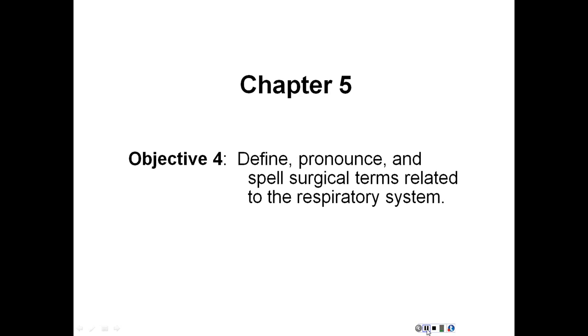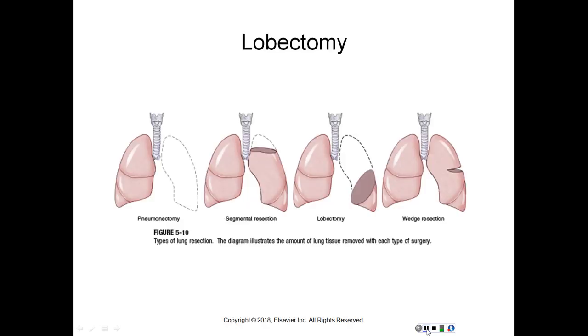And so then here is just a picture of a lobectomy. So you can see just the different types. Here they're removing the entire lung. Here's just a segmental, just a segment of it. Here they're removing one lobe of it. And then here's just a wedge. They're just taking this little wedge part of it out of the lung. And that will end this recording.